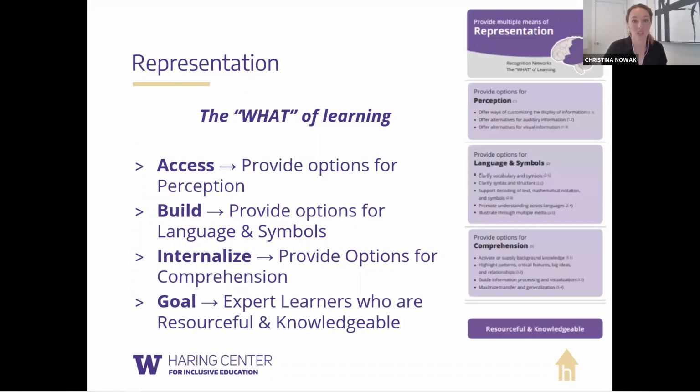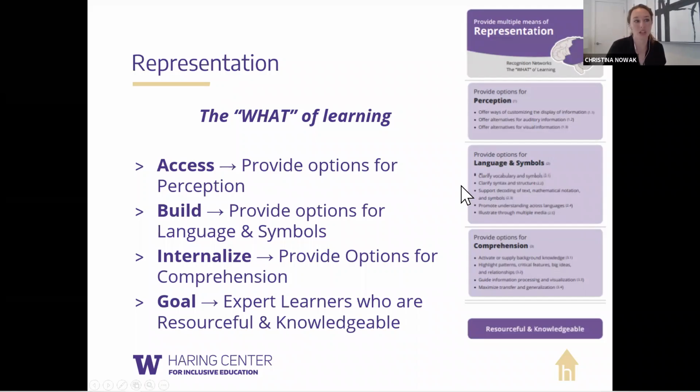Okay, representation. So this looks at the what of learning, and this is our recognition network that's looking at that what question. So when leveraged properly, the recognition network becomes active. In regards to access, we provide options for perception by offering ways to customize the display of information, offer alternatives for auditory information, offer alternatives for visual information.